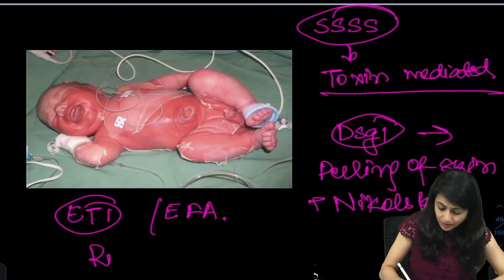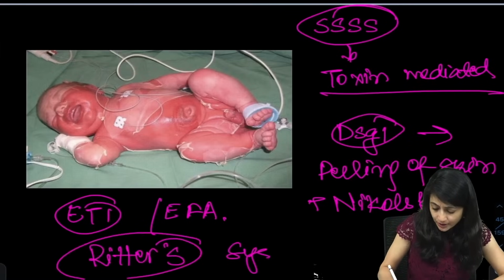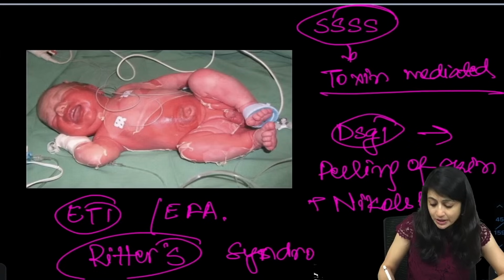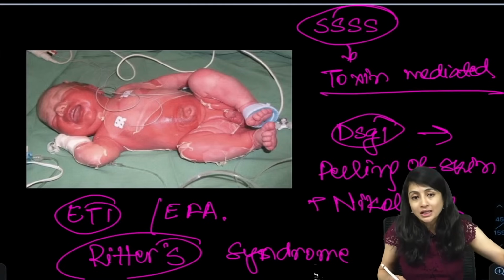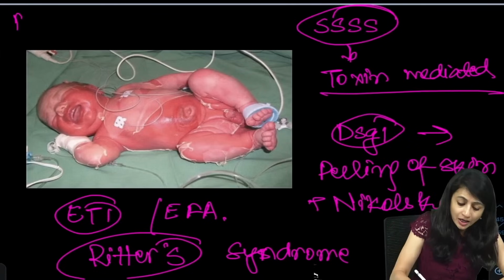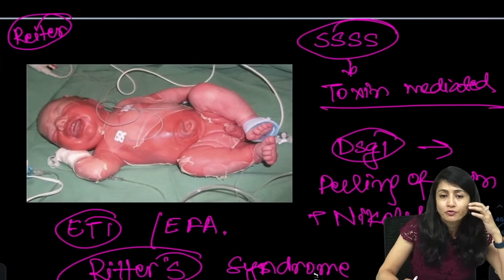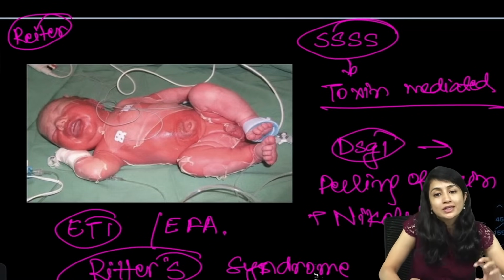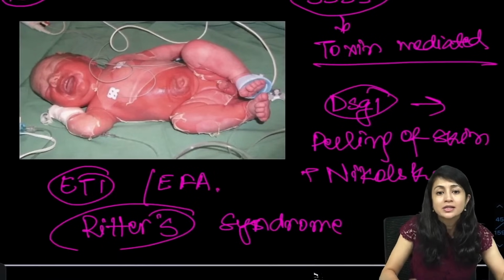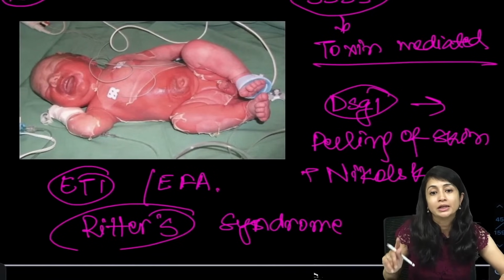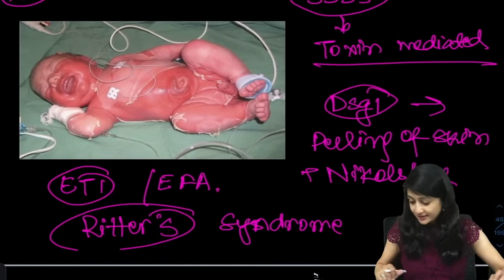Thank you, Dr. Shivam. Yes, it is also called Ritter's syndrome. Please don't get confused. Reiter's disease is something else. Reiter's, R-E-I-T-E-R, syndrome is usually a type of STD or sexually acquired reactive arthritis. This is Ritter's, R-I-T-T-E-R, right?